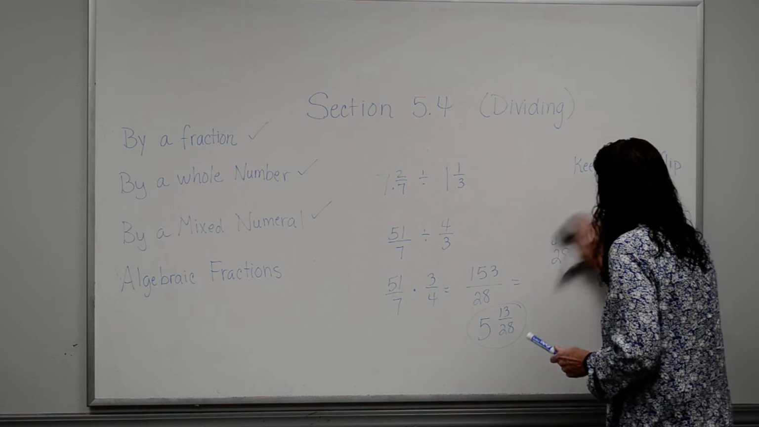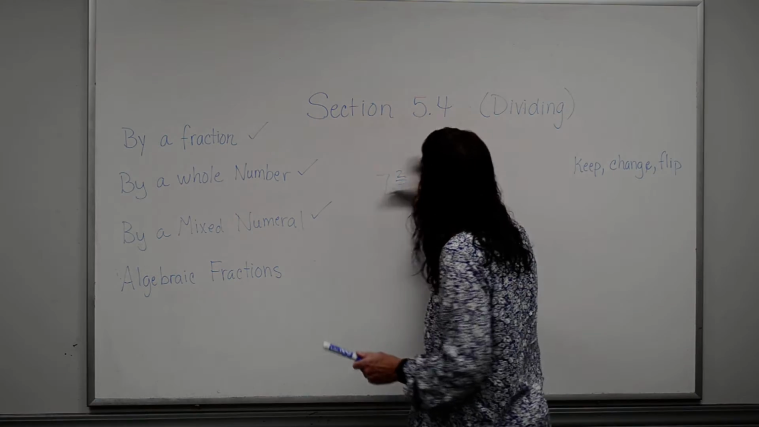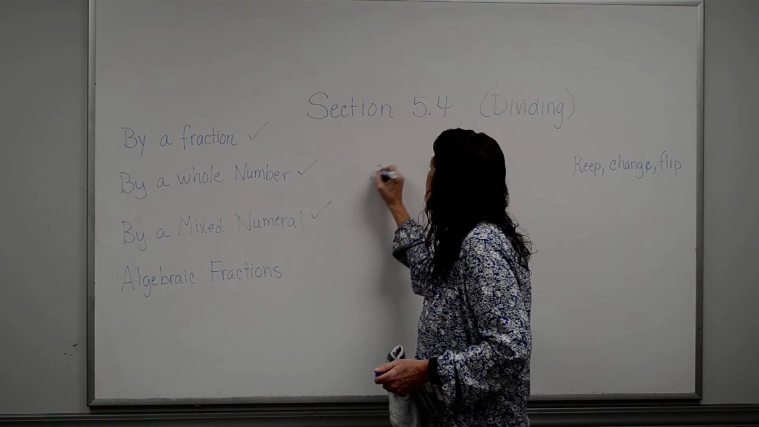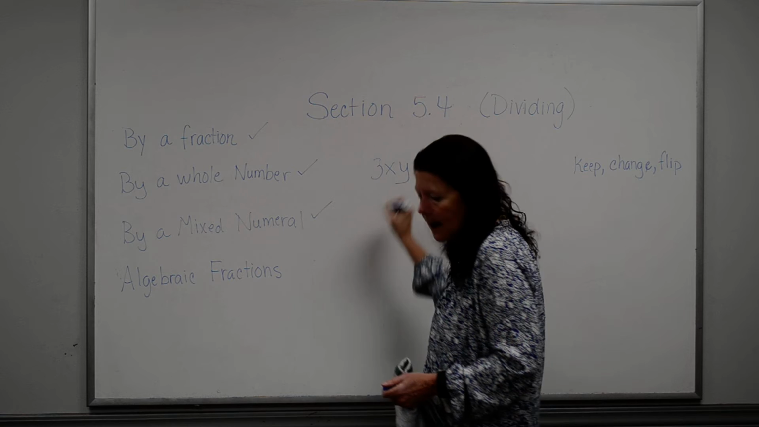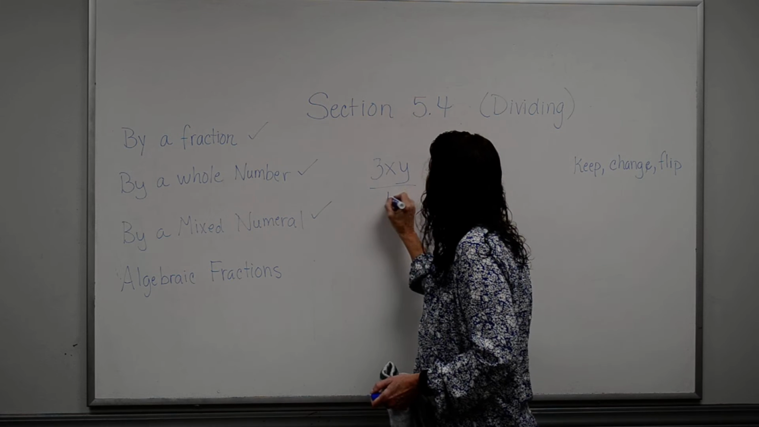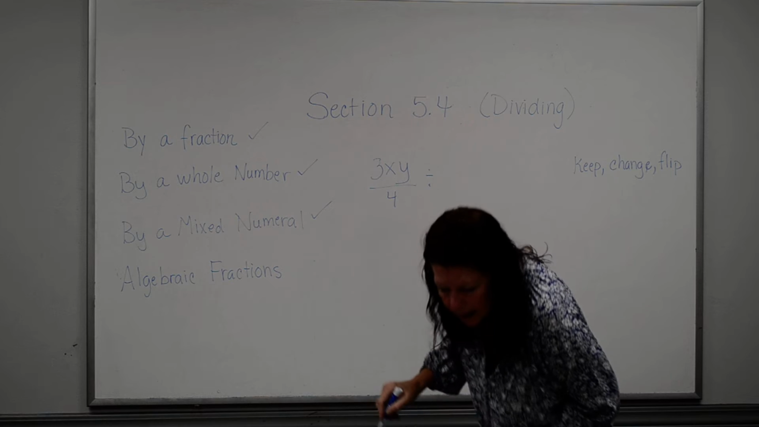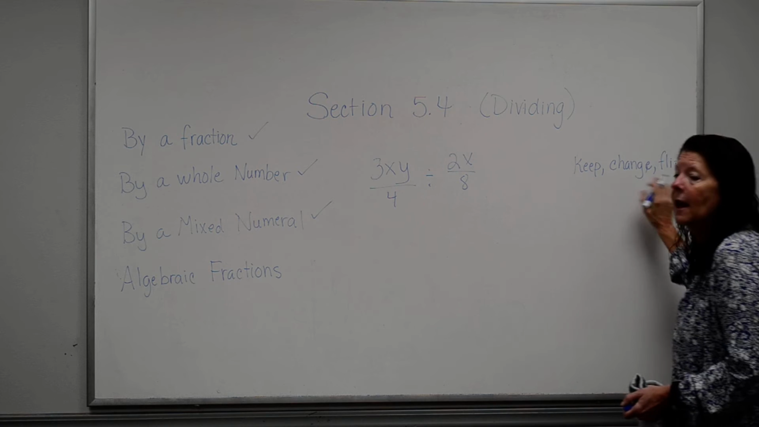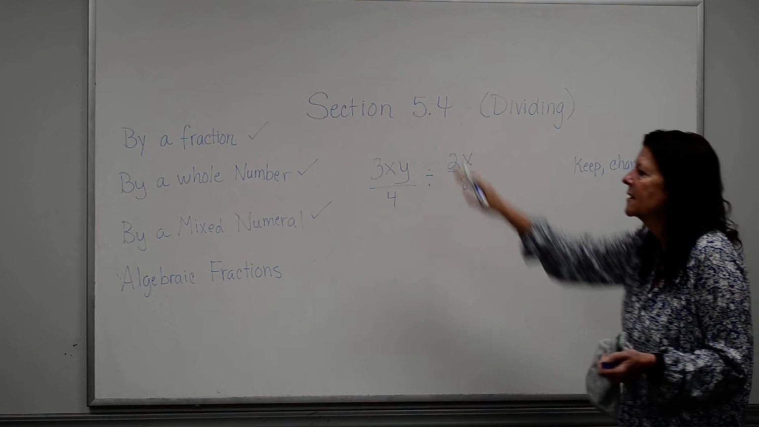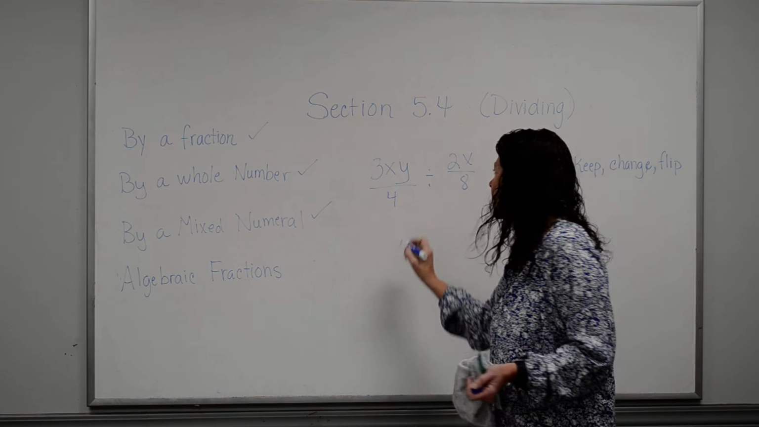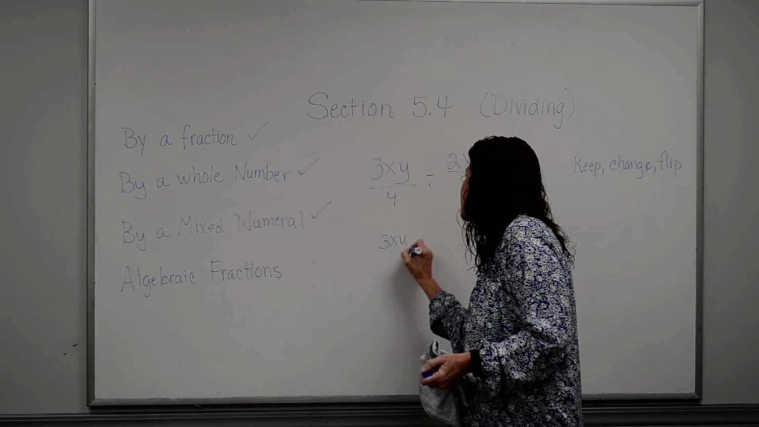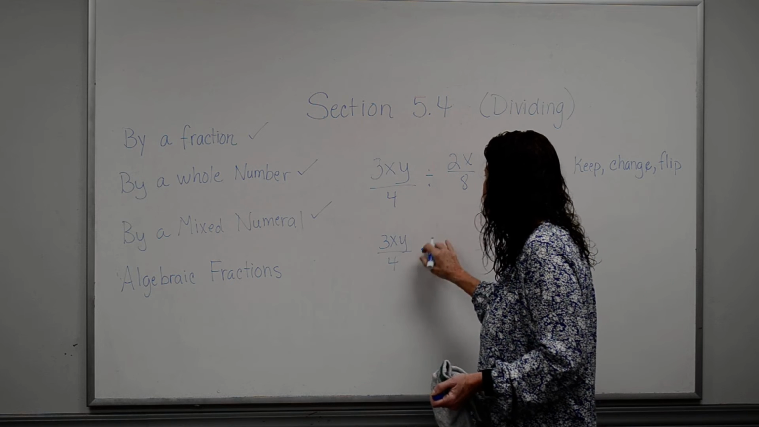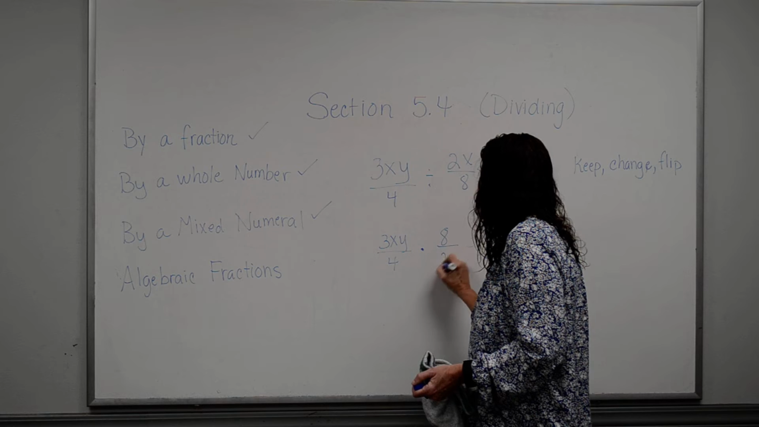But you are in pre-algebra, so you know that we're going to add some variables in here. So let's say you've got 3xy over 4 divided by 2x over 8. Well, you're still going to apply this. Keep, change, flip. That's going to be the same thing all the way through because it's division. So I'm going to write this first fraction as it is. Keep, change, division to multiplication, flip.